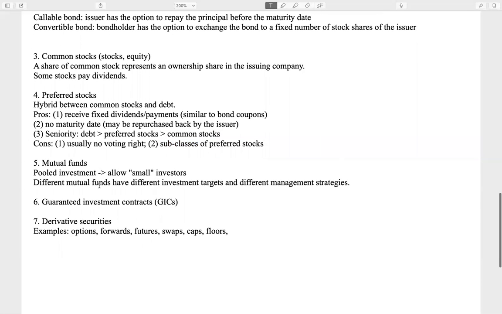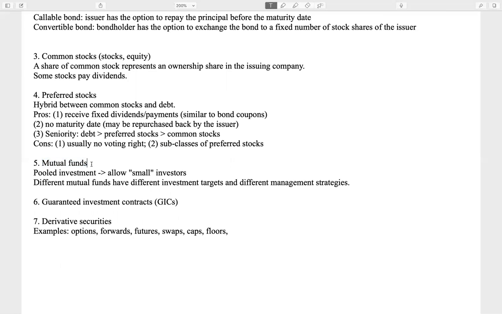Finally, there are mutual funds. We know this all the time. Whenever you get a job after graduation, you will need to contribute to a pension, right? Pensions will invest in mutual funds. Those are managed by big companies like Vanguard. It's a very famous company that has a lot of mutual funds.